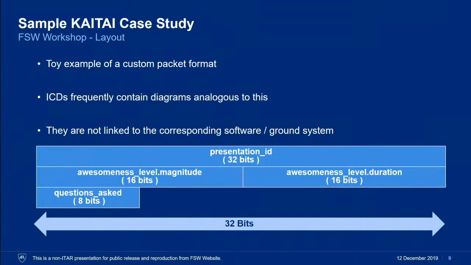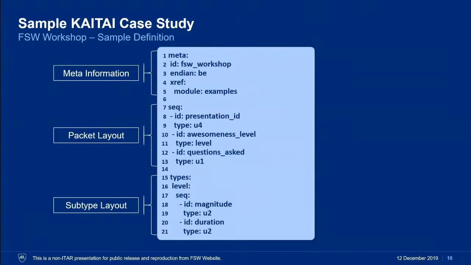The idea being, we've just been told that this is a message that I care about, that I need to support in my ground system, flight software, and that I'm going to want to look at on a Spacewire bus. So the first thing I'm going to do with Kaitai is produce a definition file. So this is what one looks like for this message type, and I've broken out the three big pieces. It has a section for meta information, which has the unique identifier, an endianess, and a folder it goes in, followed by the actual ordering of bytes that will be transmitted over the wire or dissected with Wireshark. And you can see it has a 4-byte presentation ID, an awesomeness level, and questions asked.